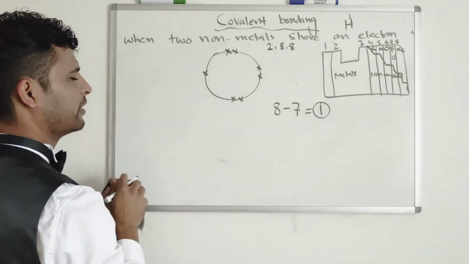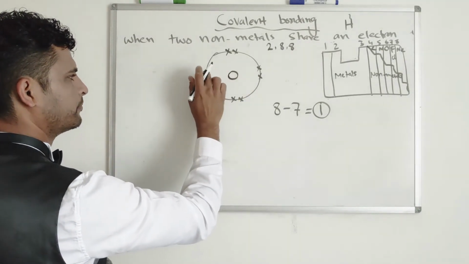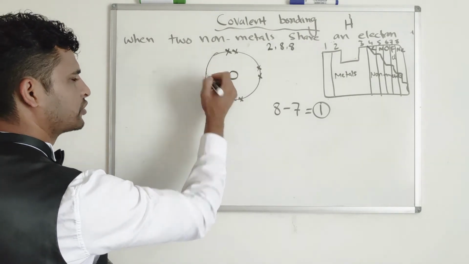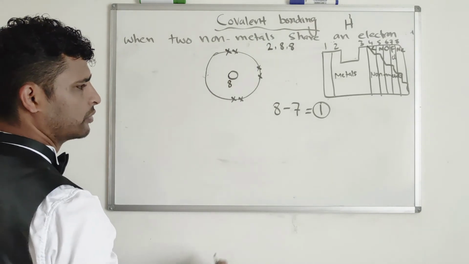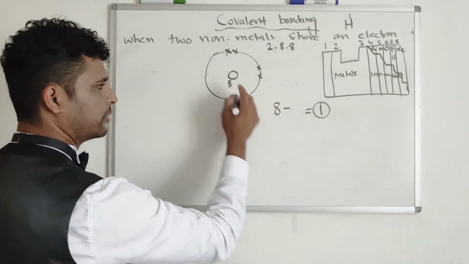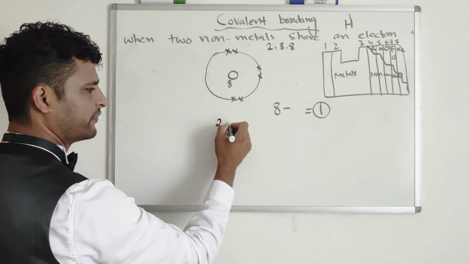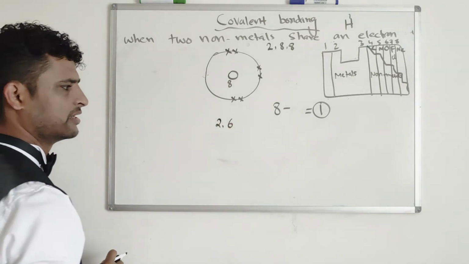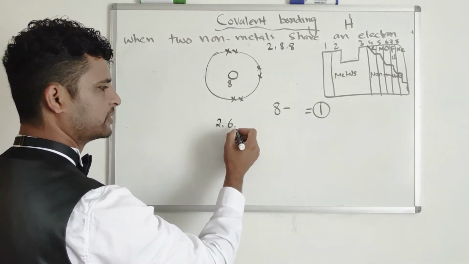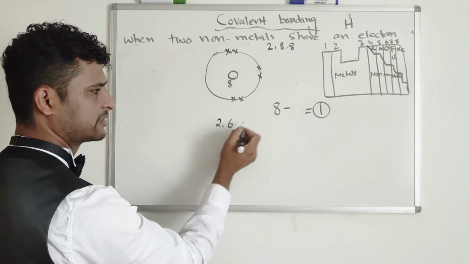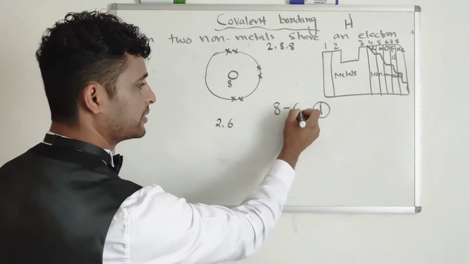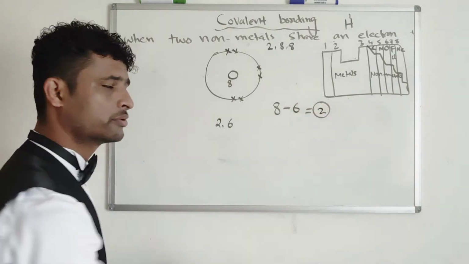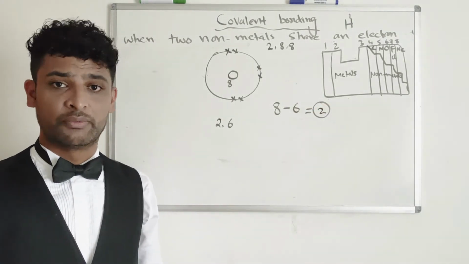For example, if you have oxygen. Oxygen has an atomic number of 8. So it means it has 2 in the first shell, 6 in the last shell. The total number of electrons in the last shell, or valence shell, is 6. It can have a maximum of 8. So you can say 8 minus 6, that means 2. Oxygen can make 2 bonds.